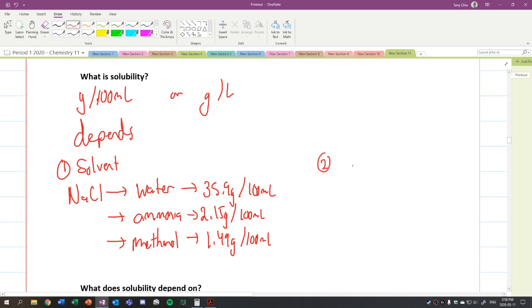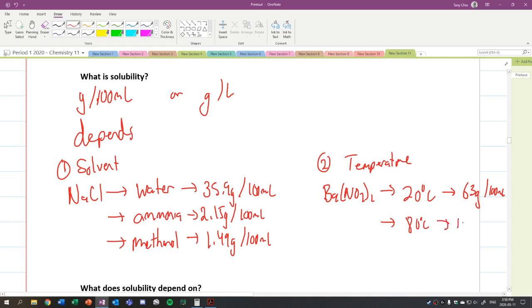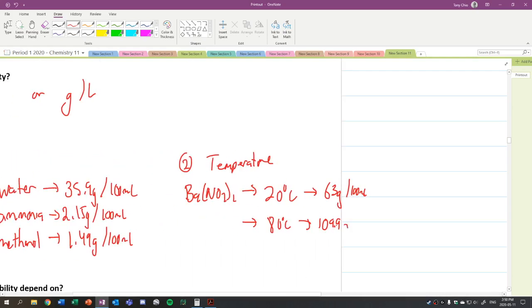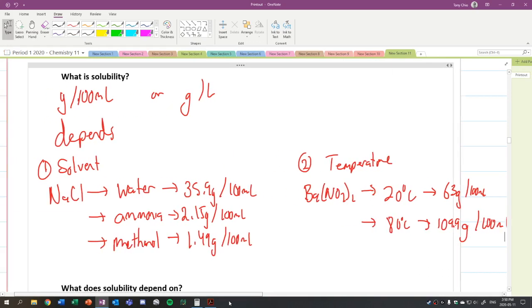It also depends on temperature, for example. Because if you talk about barium nitrate at 20 degrees Celsius, it can only dissolve 63 grams per 100 milliliters. If you're talking about it increased to 80 degrees Celsius, it now can dissolve 109.9 grams per 100 milliliters. So temperature can change how much can dissolve.